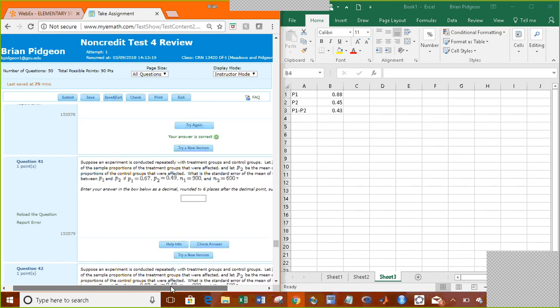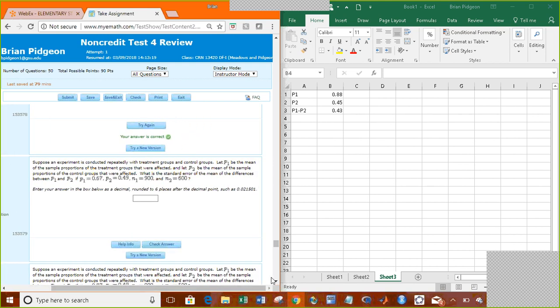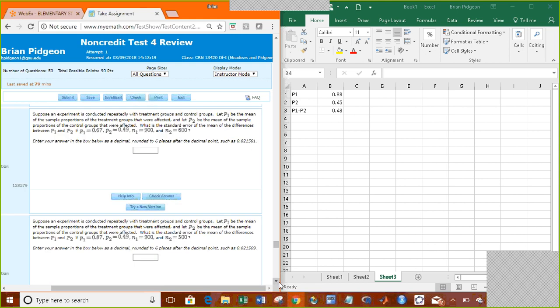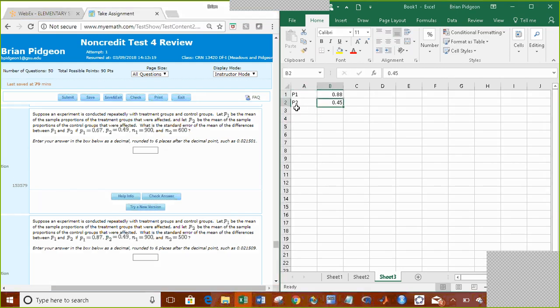What question number are we at? 41. Suppose an experiment is conducted repeatedly with treatment groups and control groups. Let P1 be the mean of the sample proportions of the treatment groups that were affected, and P2, what is the standard error of the mean of the differences? Okay, so standard error is just that formula that we've always been working with. P1, let's do N1, P2, N2. We need these four things. So P1 is 0.67, N1 is 900, P2 is 0.49, and N2 is 600.